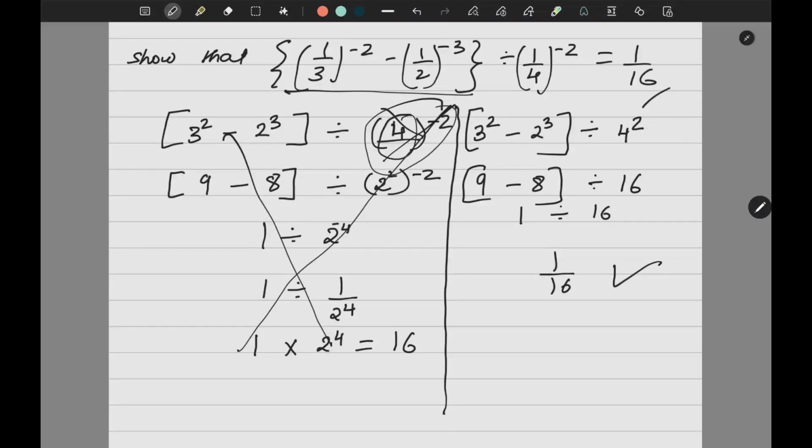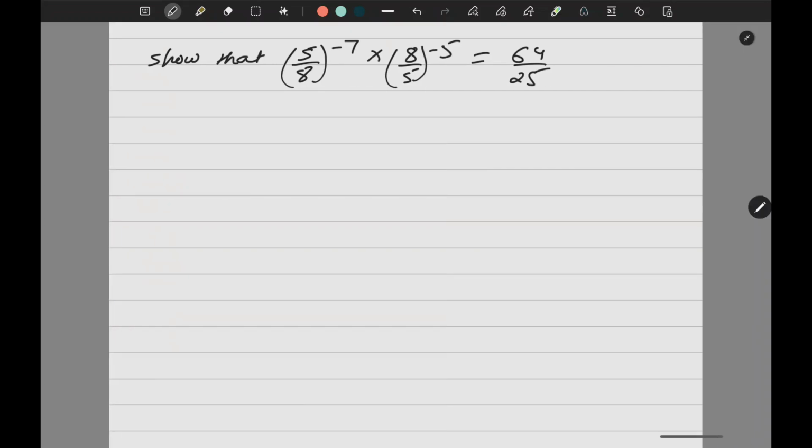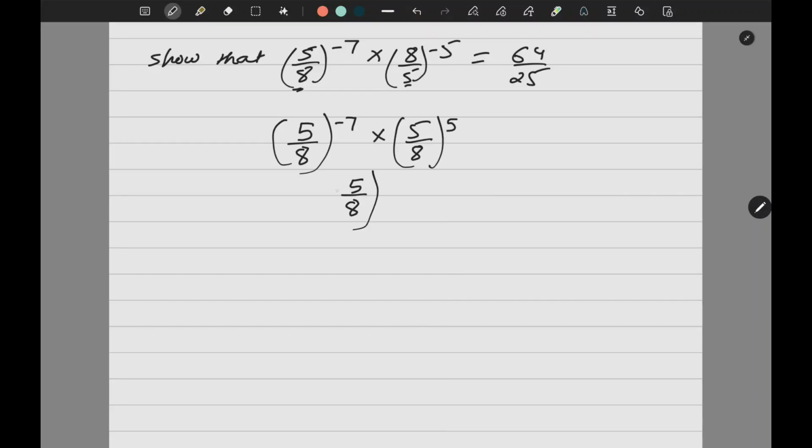Okay. Now come to the next question. Now I want to solve this. Let us solve. Now see, the base is different and the power is different. But I can see that one base is the reciprocal of the other. So why not make it the same base? So 5 by 8 to the power minus 7 into 5 by 8 to the power 5. Correct? So 5 by 8 to the power minus 7 plus 5.